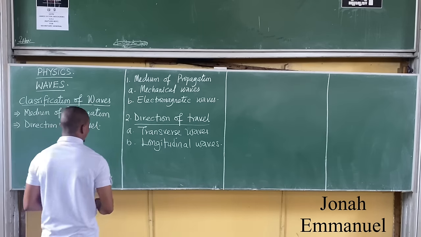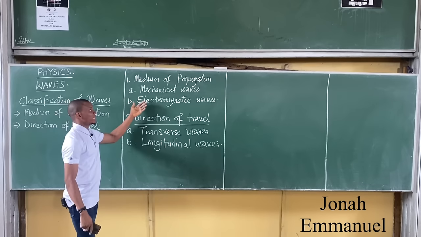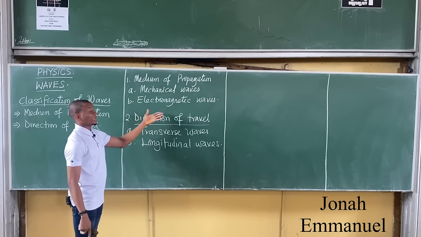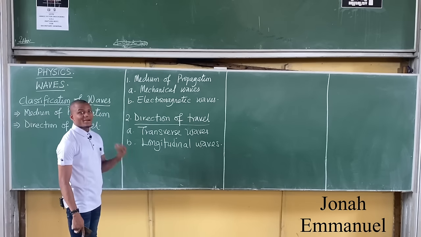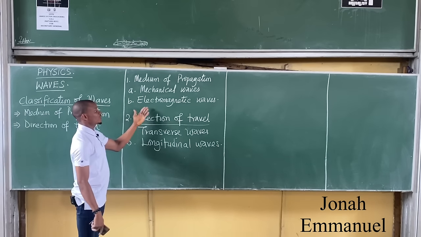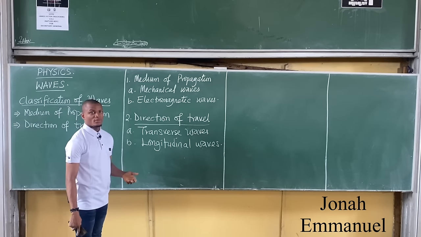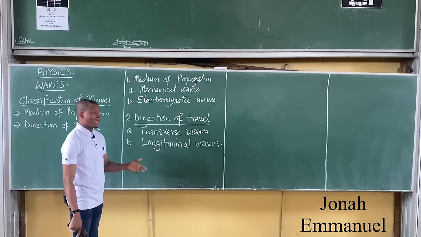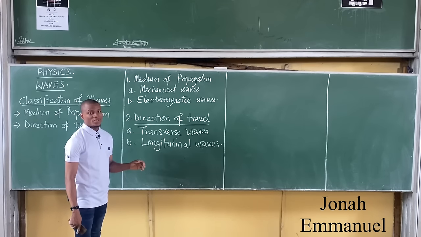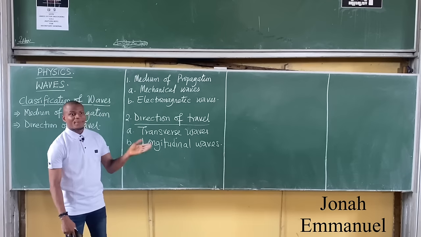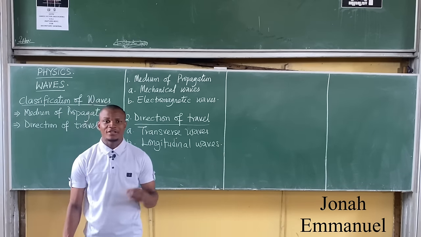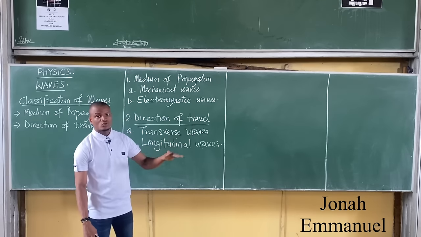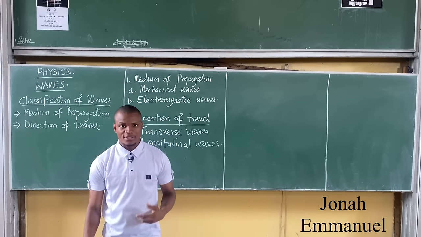So get these four distinct classifications of waves. When you classify waves based on medium of propagation, there are two types, the mechanical waves and electromagnetic waves. Mechanical waves require a material medium for their propagation, while electromagnetic waves do not. When you classify waves based on the direction of travel, there are also two types, transverse waves and longitudinal waves. Transverse waves travel perpendicularly to the direction of the vibration causing the wave, while longitudinal waves travel parallel to the direction of the vibration causing the wave.